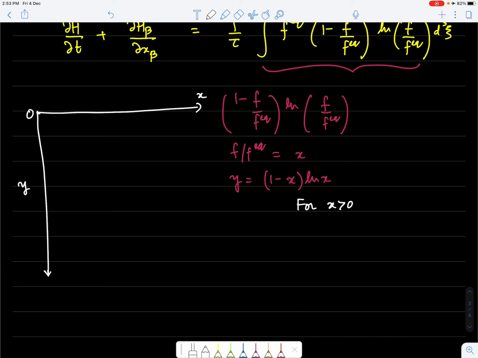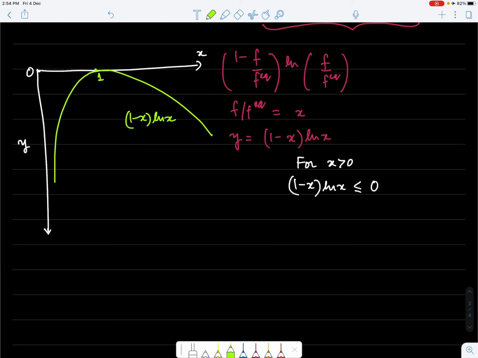So for any x greater than 0, which is the case, the product of 1 minus x into log x will actually always be less than or equal to 0. And in fact this function would be somewhat like this. This is 1 minus x log of x. So the function becomes 0 when x is 1, and for any other value, whether x is between 0 and 1, or if x is more than 1, this function 1 minus x into log x would always be less than 0.